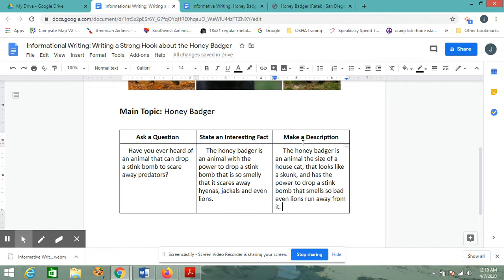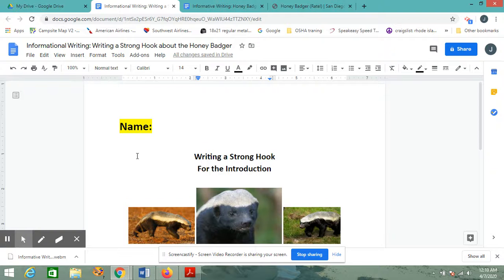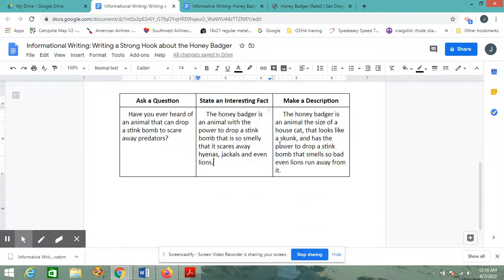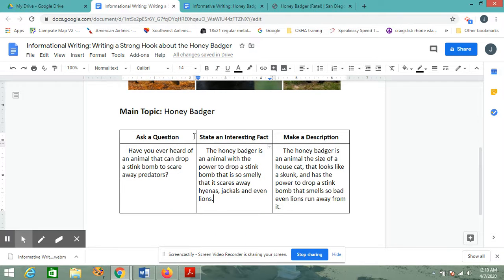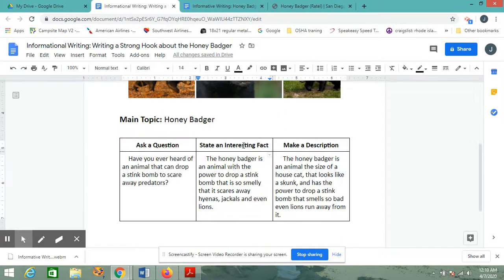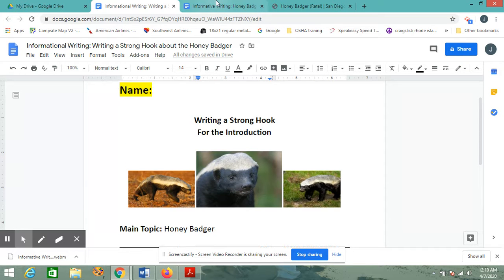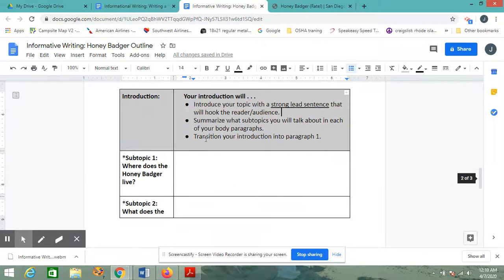So you see how this one's a little more descriptive than just stating the fact about the stink bomb. In this way, I talk a little bit more about the honey badger. I give my reader more of an image or a picture. I describe the animal more. So give this a shot. I'm going to be looking forward to seeing your hook sentences for your introductions. And then tomorrow we're actually going to write the introductions. But just for now, we're going to focus on that first part of our outline.